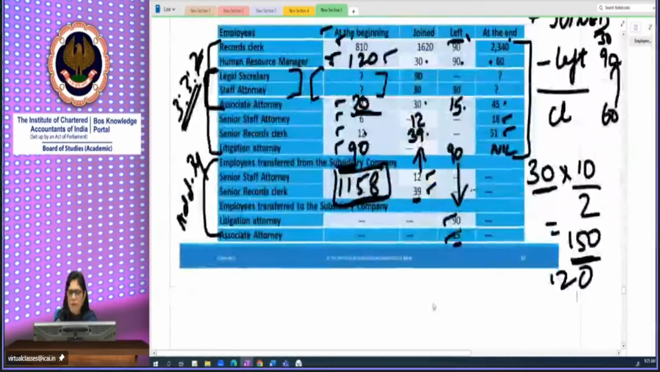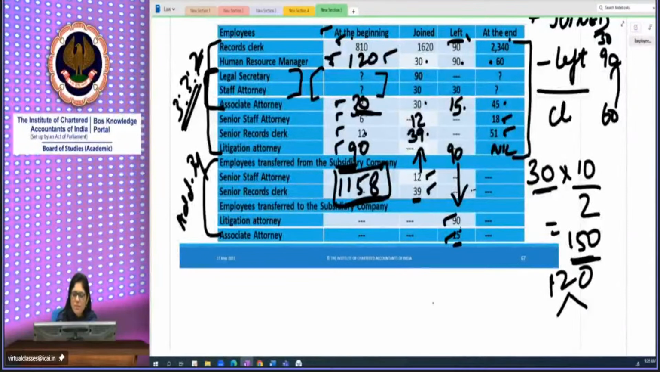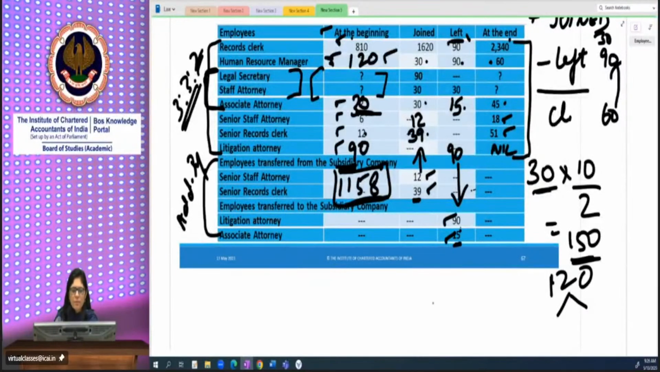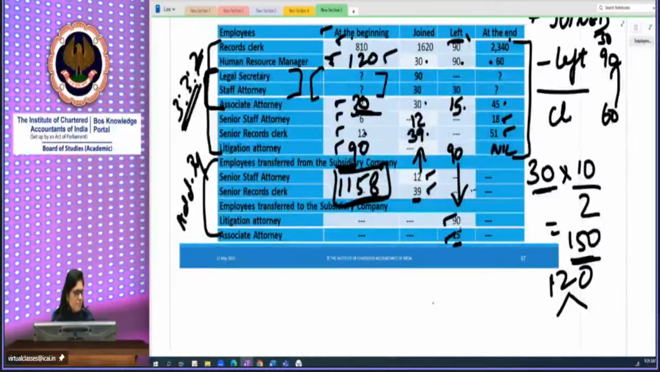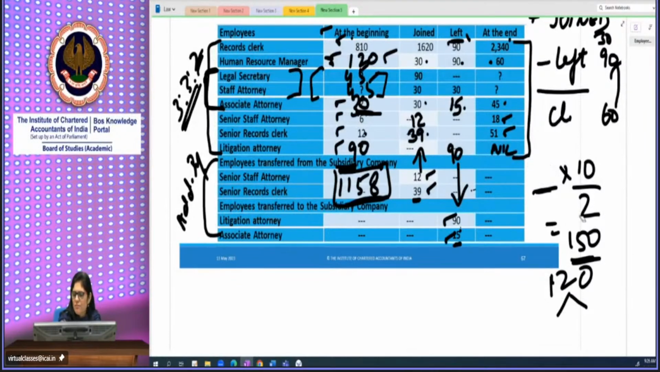Now this 120 you have to divide in the ratio of legal to staff. So divide 120. How much does it come to? 45 and 45. Yes, it has to be 45 and 45. We have got it.